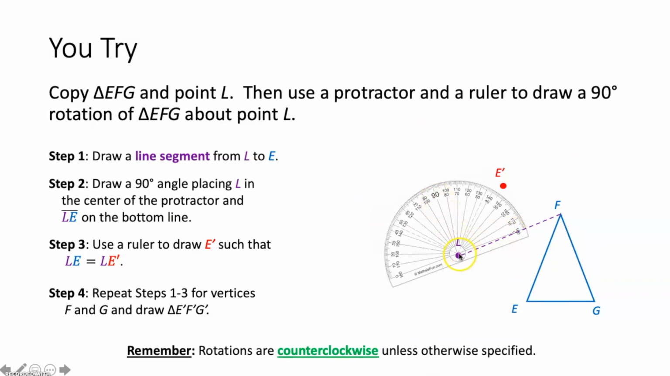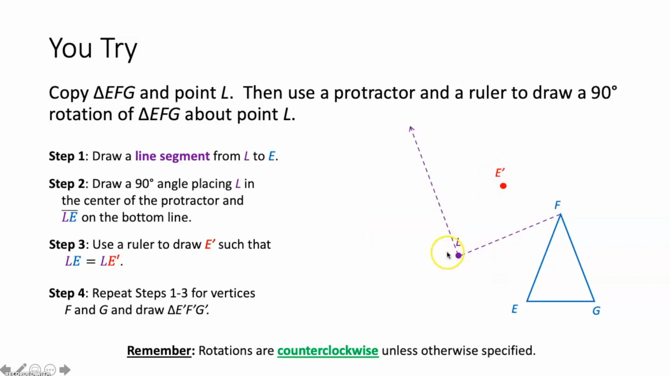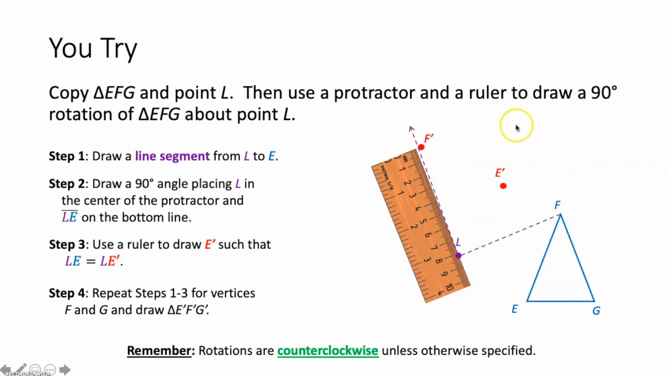Now, again, we go to the 90-degree line. We draw a ray going from our point L through the 90-degree line. We then measure the distance from point L to point F. We measure out that same distance on the 90-degree line, and we put F prime, the image of point F after it's been rotated 90 degrees counterclockwise about point L.